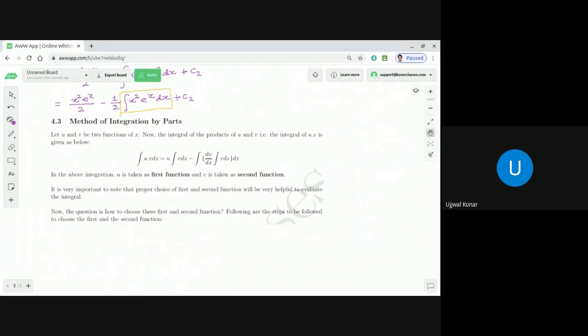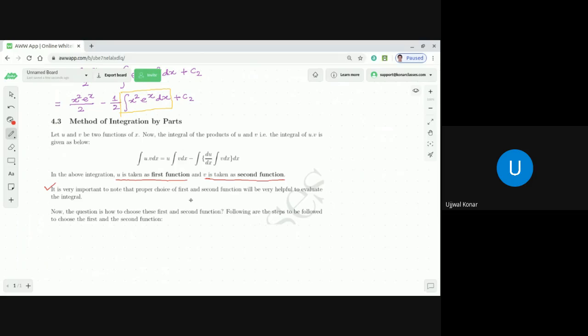Okay. Now, what we understood here is the method of integration by parts. Let u and v be two functions, and we are going to find the integration of u into v dx. The integral of the product of u and v is given as below: integration of u into v dx is equal to u into integration of v dx minus integration of du/dx into integration of v dx. We just discussed this. In the above integration, u is taken as the first function and v is taken as the second function. It is very important to note that proper choice of first and second function will be very helpful to evaluate the integral.